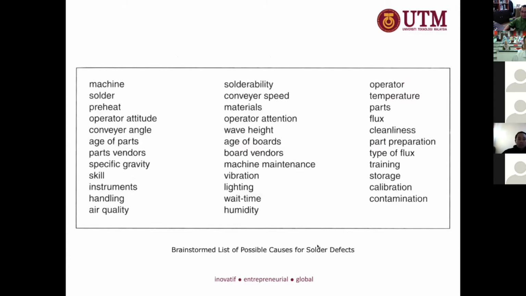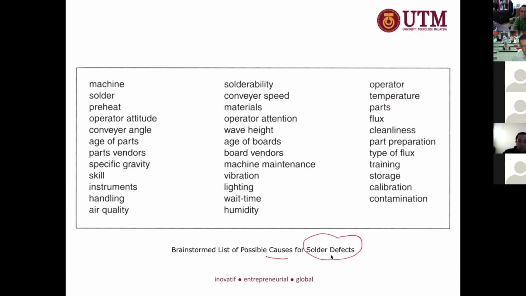From this data, remember what Dr. Deming always said: many companies are full of data, but they are poor with information. We have data here, causes for solder defect. Can we get any information from this? Definitely we can't.